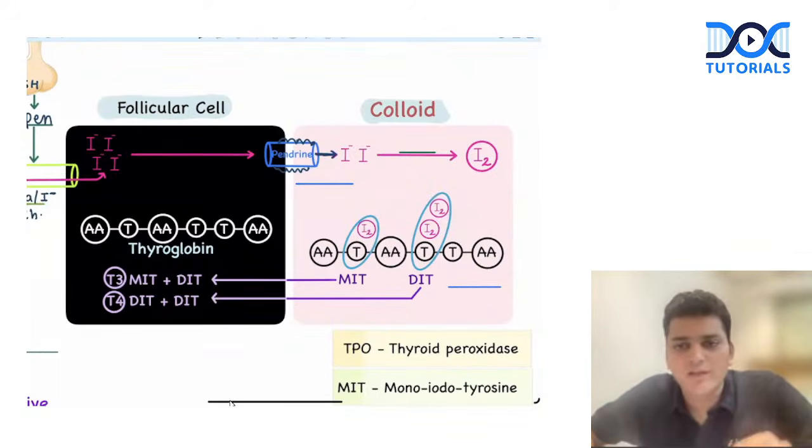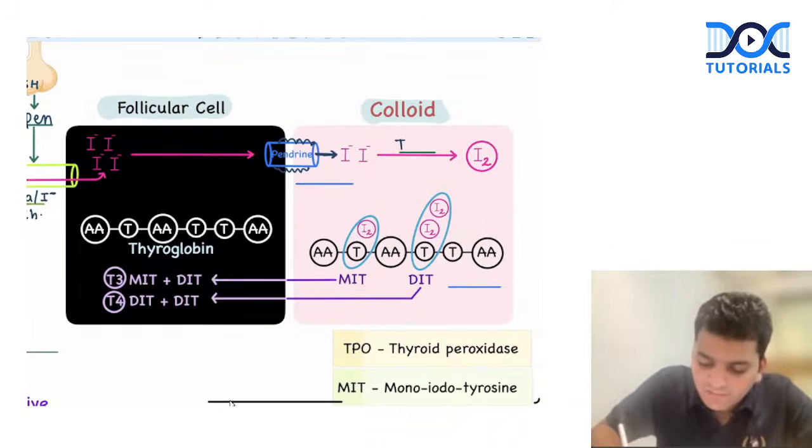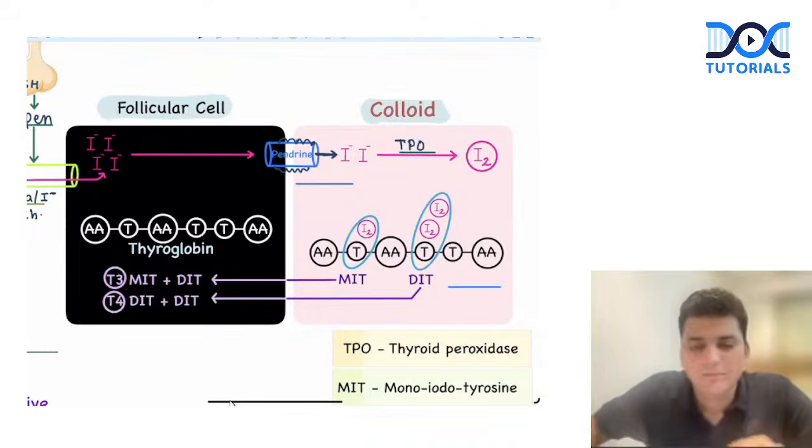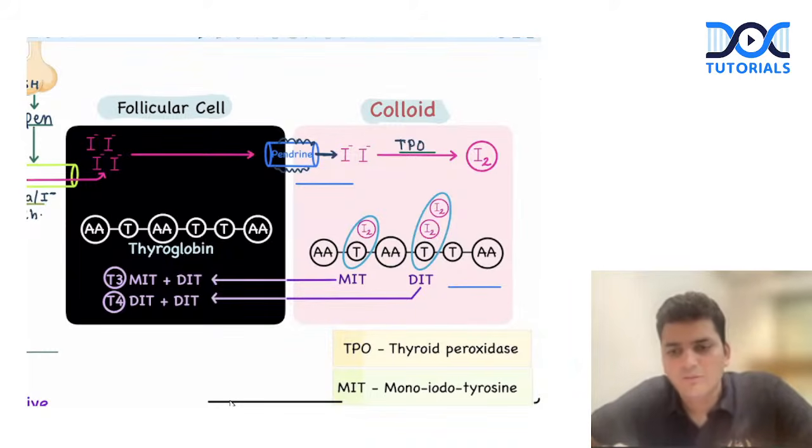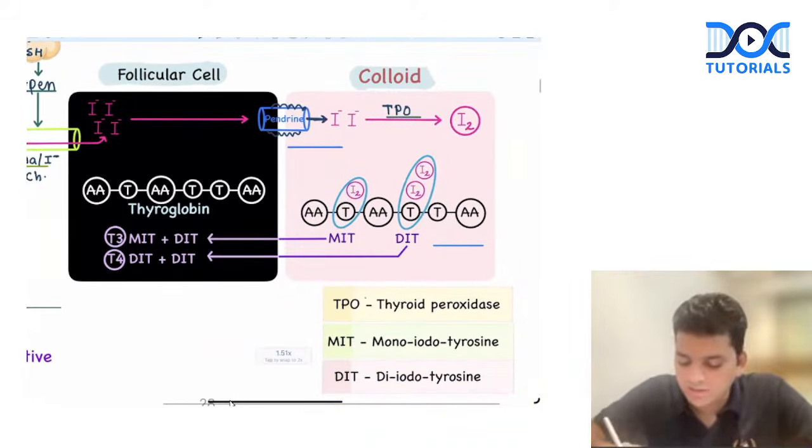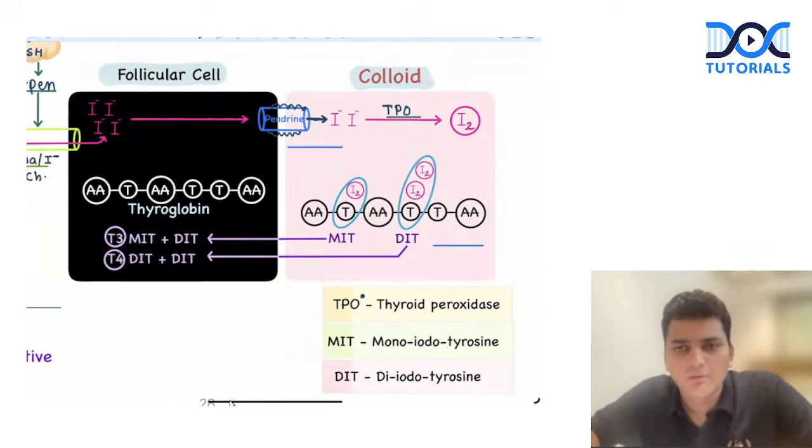Here in the colloid, we are going to make the couple of the iodide. And these couples of the iodide will be made with the help of an enzyme called TPO. The full form is written below, thyroid peroxidase. We are going to make the couple of iodine that is called iodide. And a lot of iodide molecules will be made.